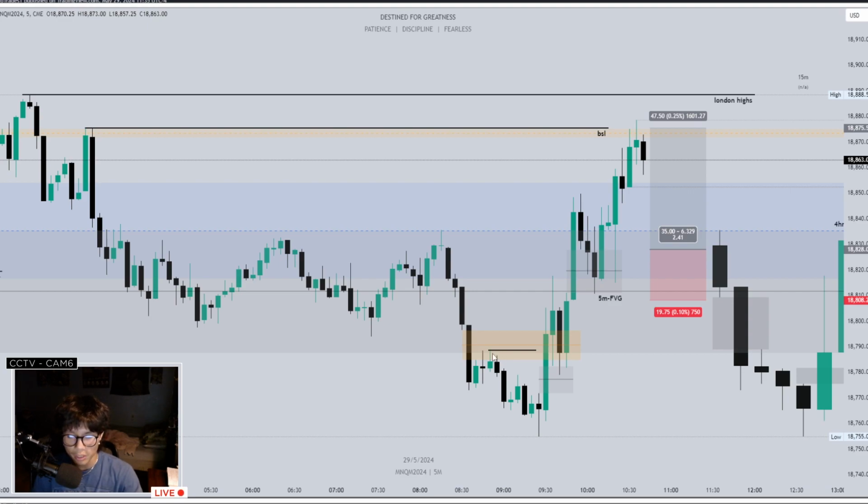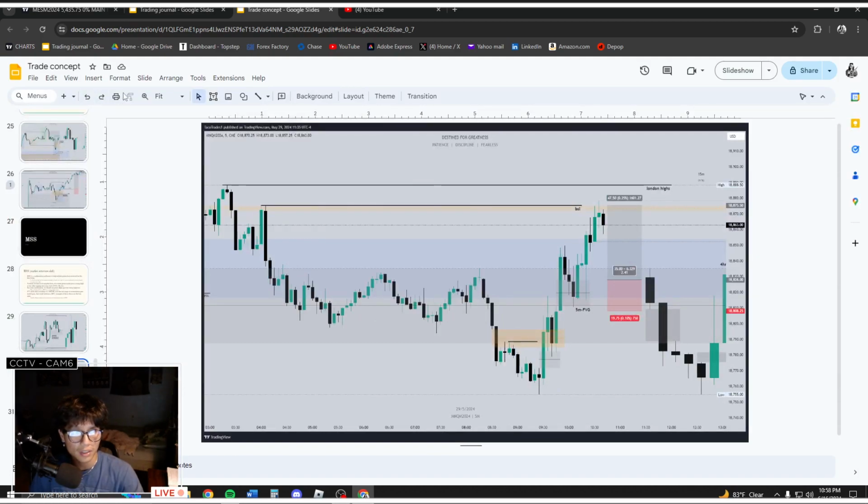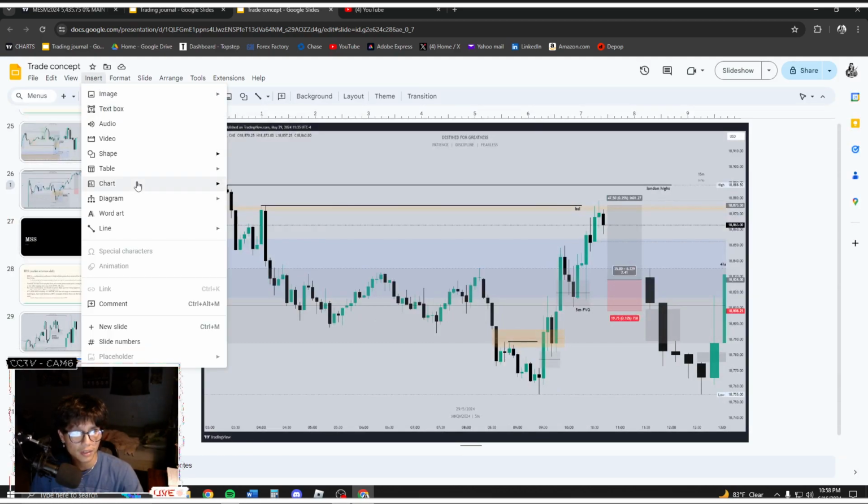Once we trade above this swing, that black line right there, that swing high, that would be our market structure shift. This could even be our first initial market structure shift right here.